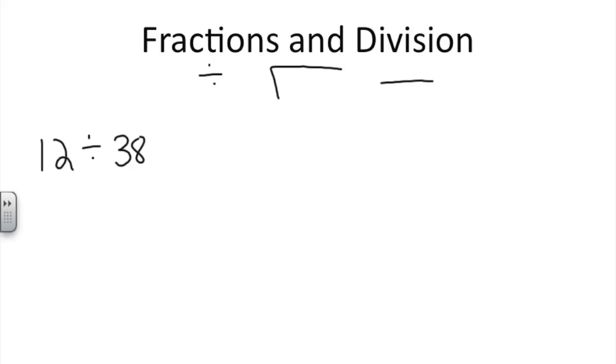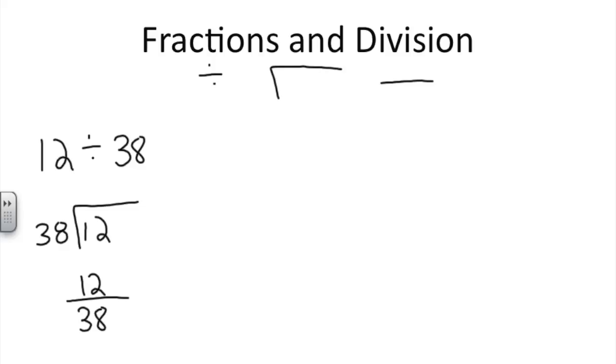I'm going to write this the three different ways we've learned to show division. I can write it as I have here. I can write it as long division. And I can write it with the fraction line, 12 divided by 38.